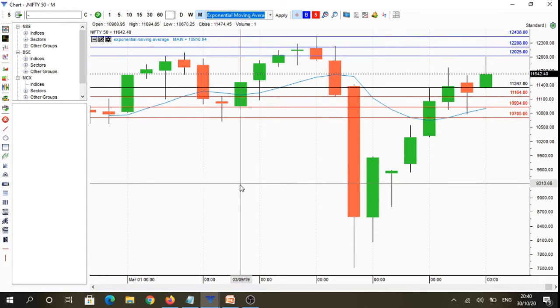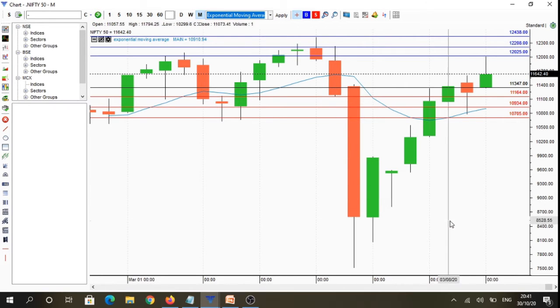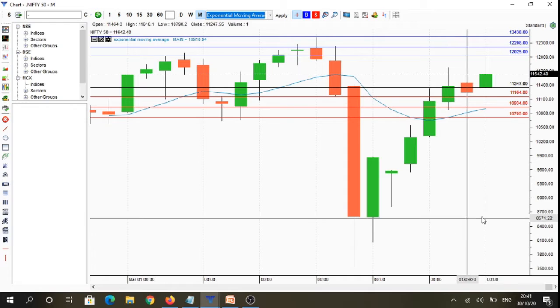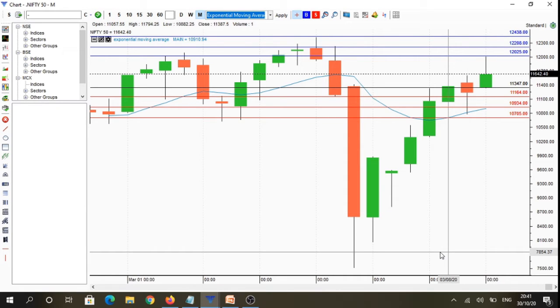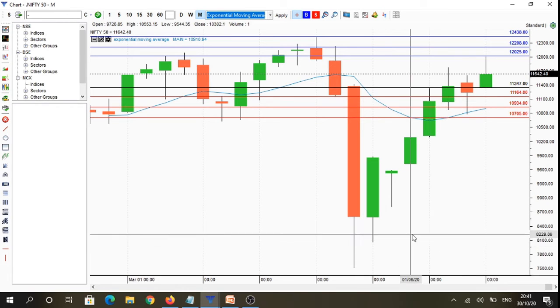So scenario for 2nd November to 30th November is above 11,642 levels. We can potentially trade towards 12,025 levels, 12,208 levels, and potentially 12,438 levels. And on the flip side, below 11,347, we can trade towards 11,164 levels, 10,934 levels, and potentially 10,705 levels.